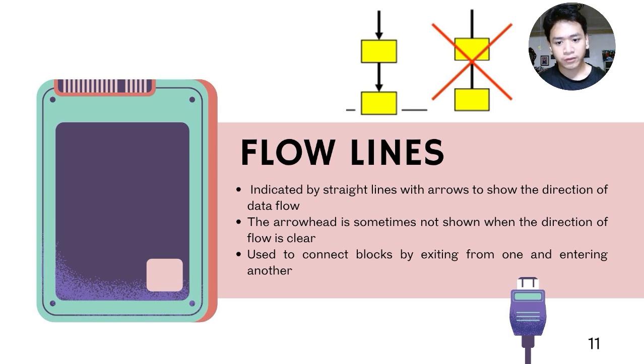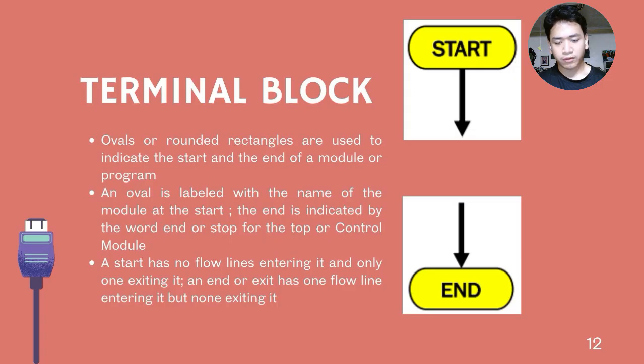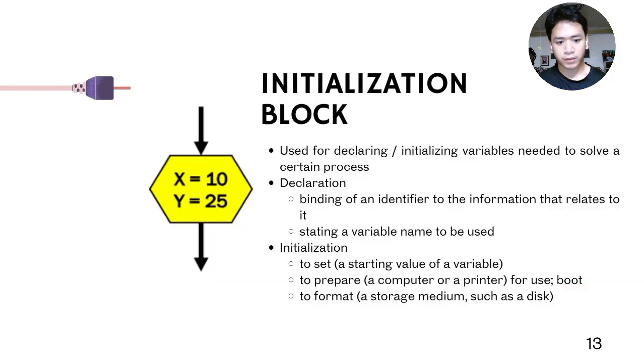It's important that flow lines are neat and clear. Avoid crossing lines or making the flow confusing. Next is the terminal block, which, as mentioned earlier, is used at the start and end of a flowchart. We label the beginning as start and the end as stop or end. The start block only has an outgoing line, while the end block only has an incoming one.